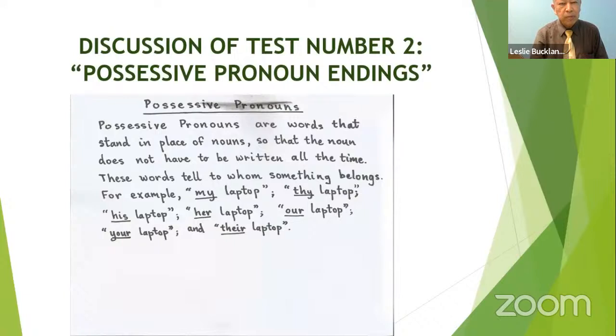My laptop, the laptop belongs to me. Thy laptop, the laptop belongs to you. His laptop, the laptop belongs to him. Her laptop, the laptop belongs to her. Our laptop, the laptop belongs to us. Your laptop, the laptop belongs to you, more than one. And their laptop, the laptop belongs to them. So these are possessive pronouns in the English language.